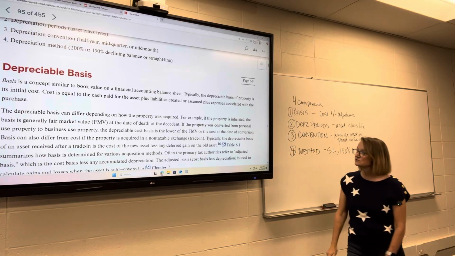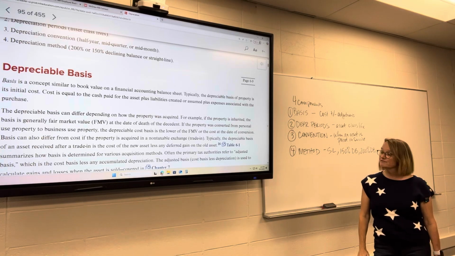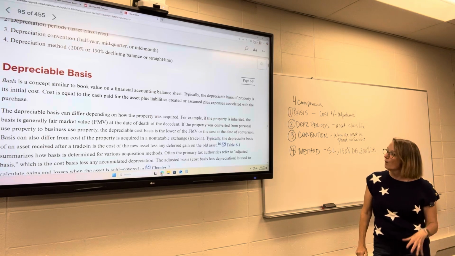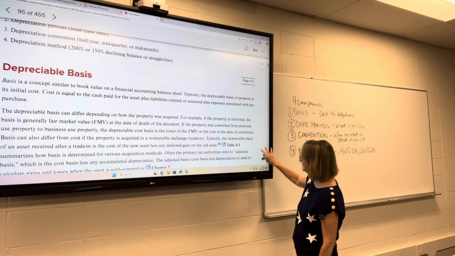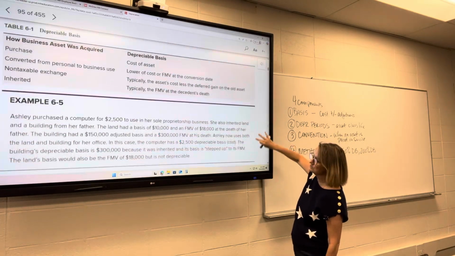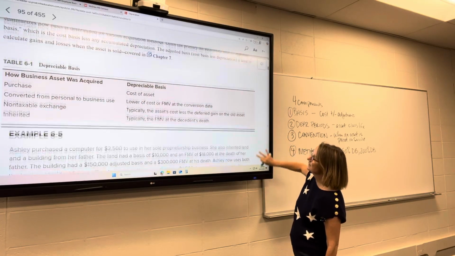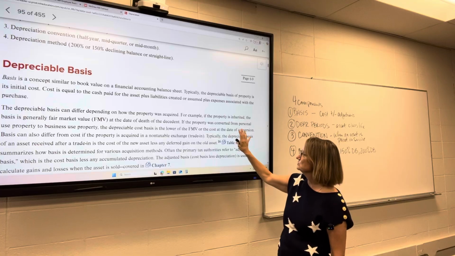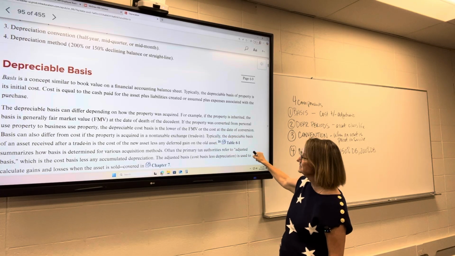The basis is going to be the lower of the fair market value of the asset, whichever is lower here, or the cost at the date of the conversion. We'll go through some examples. I think we've got some examples hopefully down here. Yeah, we've got an example to kind of show you what that is. So we've got a choice between those two, either the fair market value or the cost of it at the date of conversion.